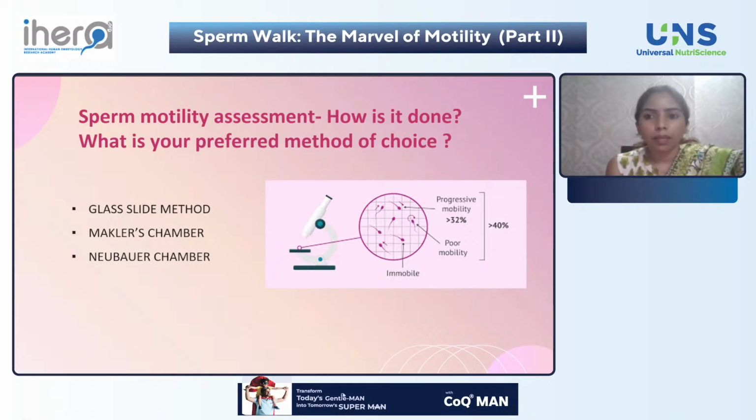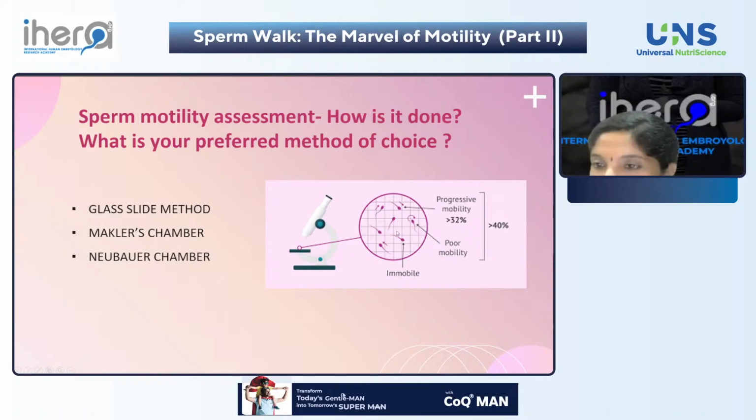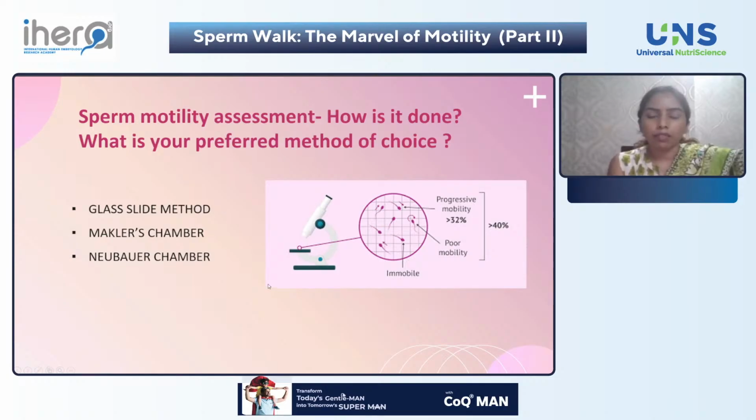So in my lab, Dr. Shivaranjani, you can go ahead. Okay. In my lab, we prefer the glass slide method, the wet mount preparation. It is recommended to see 200 sperms to calculate the sperm motility, and at least 5 to 6 fields have to be checked. This is what we do in our IVF lab, andrology lab.